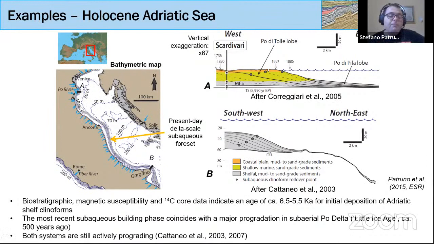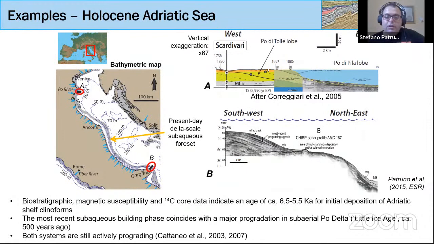They also call it a mud belt. Position A, that's the subaerial delta of the Po. Position B, Gargano, a long distance away from the Po. And we have the subaqueous delta, a muddy subaqueous delta, which has been prograding and aggrading as well since 6,000 to 7,000 years ago. This has been proven by carbon-14 cores and lots of other analysis, excellent works that have been done there. You can see how they look in seismic.